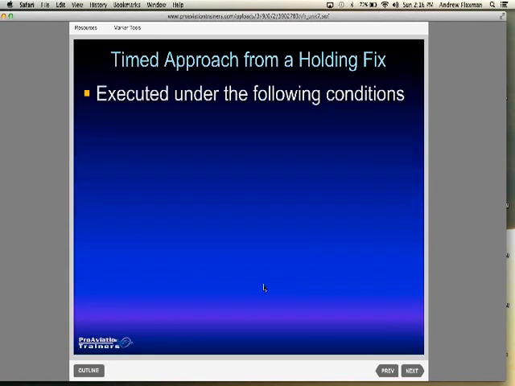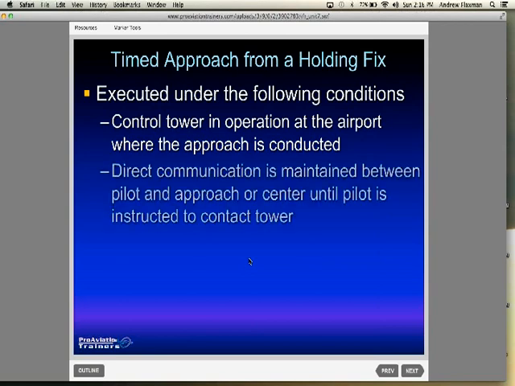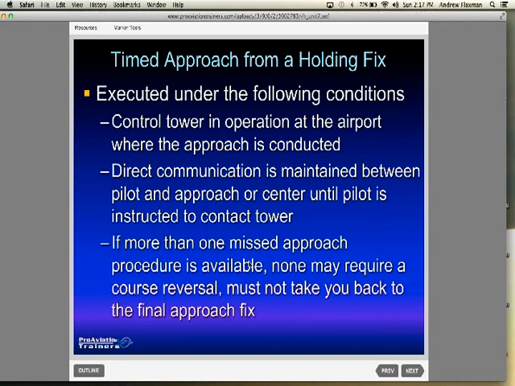All right, so timed approach from a holding fix. Executed under the following conditions. The control tower in operation at the airport where the approach is conducted. Direct communication is maintained between the pilot and approach or center until pilot is instructed to contact tower. And if more than one missed approach procedure is available, none may require a course reversal, and you must not take you back to the final approach fix.